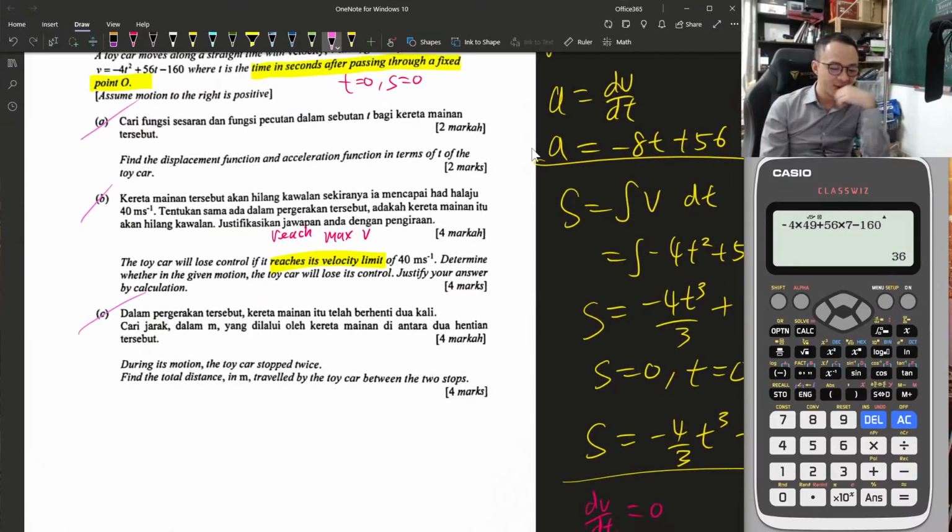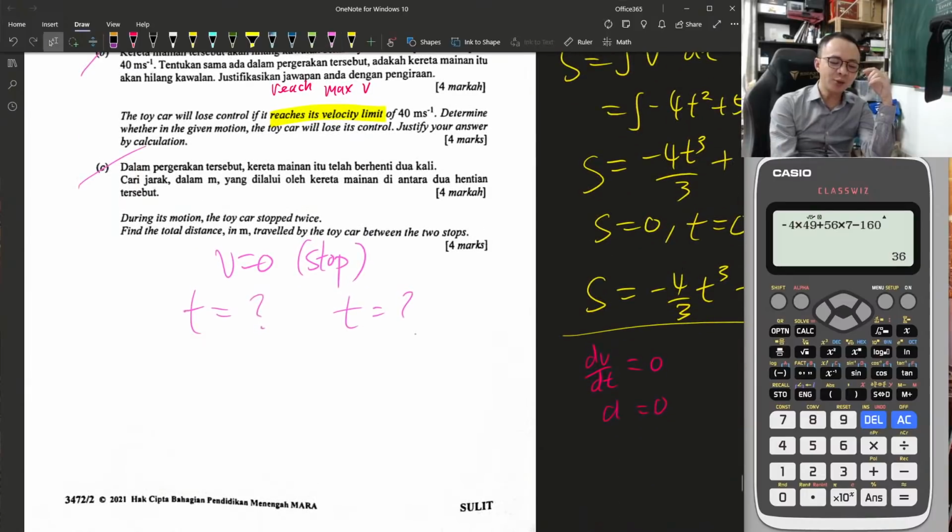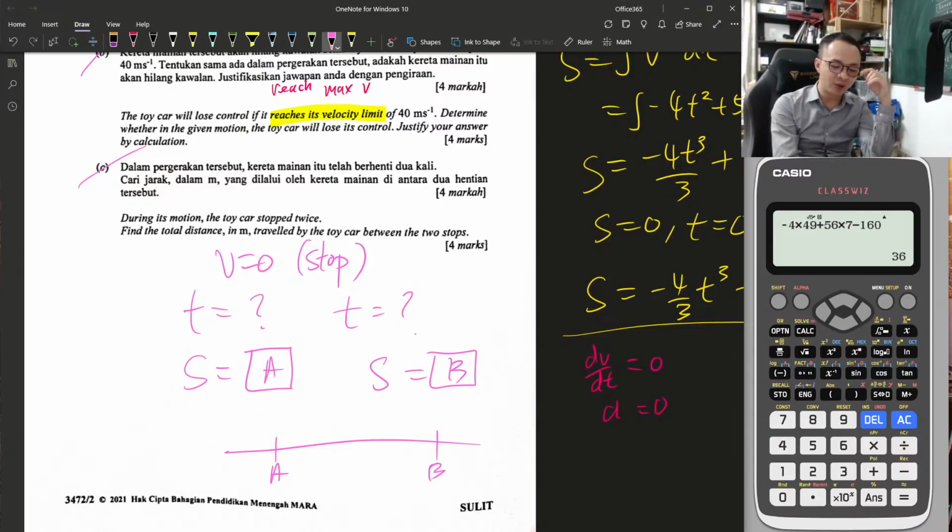Last one. During its motion, the toy car stopped twice. Find the total distance traveled by the toy car between the two stops. So I want to know when velocity equals 0, the particle actually stopped, right? So when velocity equals 0, I should get two different time values, and these will give me two different displacements. Let's say these displacements are A and B.